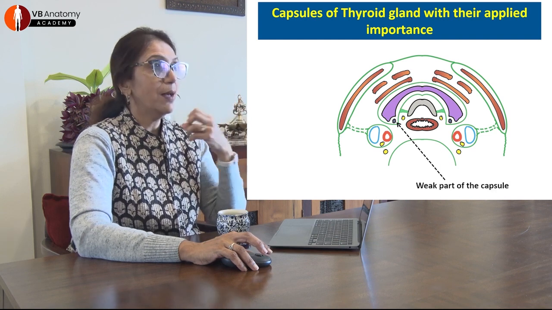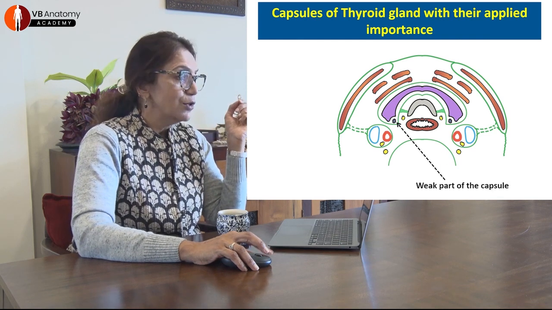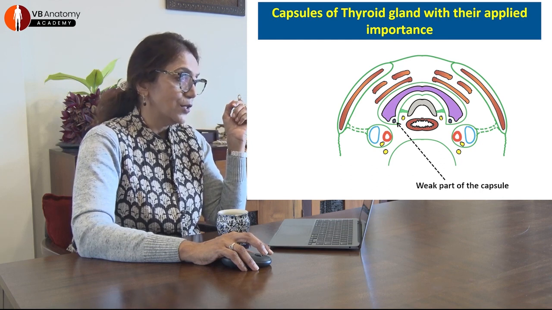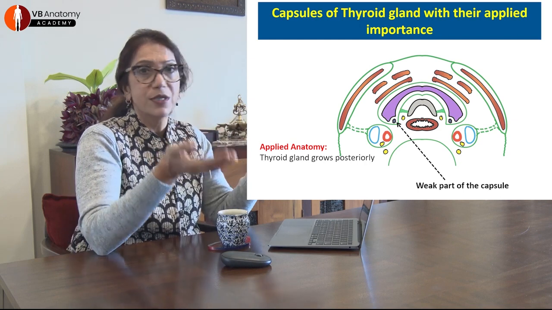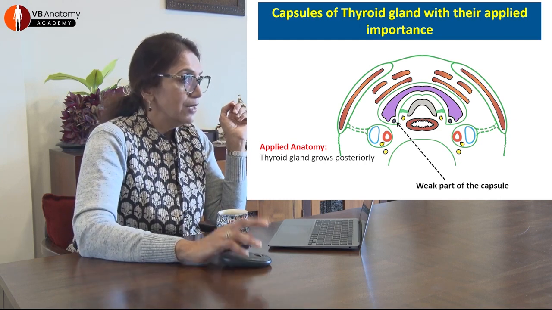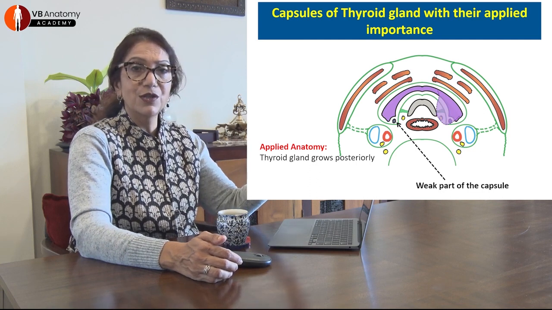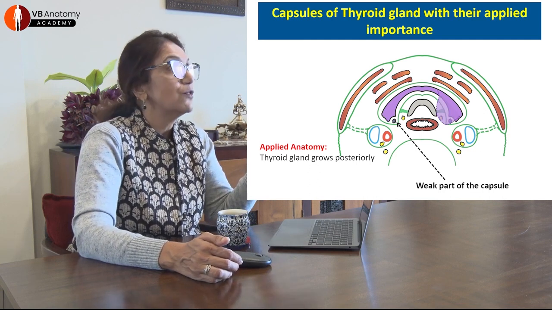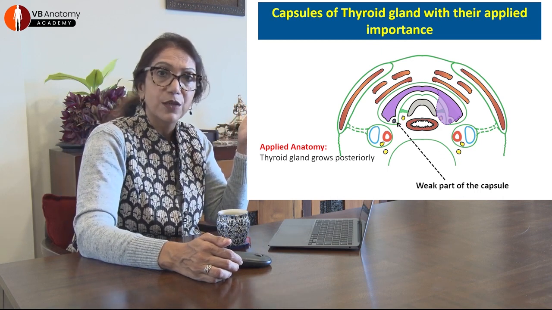Okay. Now what happens? You know that thyroid gland has a tendency to enlarge, right? So when it enlarges, it begins to grow posteriorly. Why posteriorly? Because there is a weakness. As it grows posteriorly, did you see how it begins to compress the structures on the inside? What are the structures it compresses? What are the symptoms your patient is going to present with?